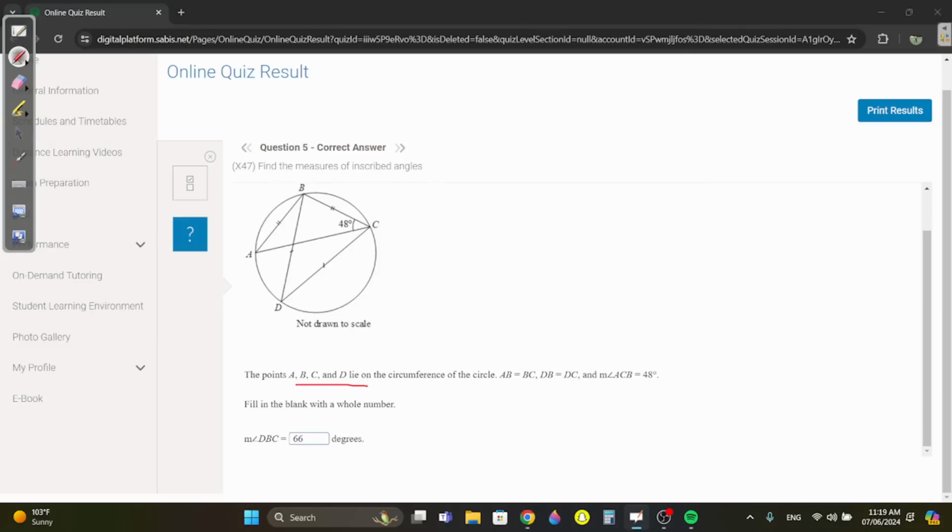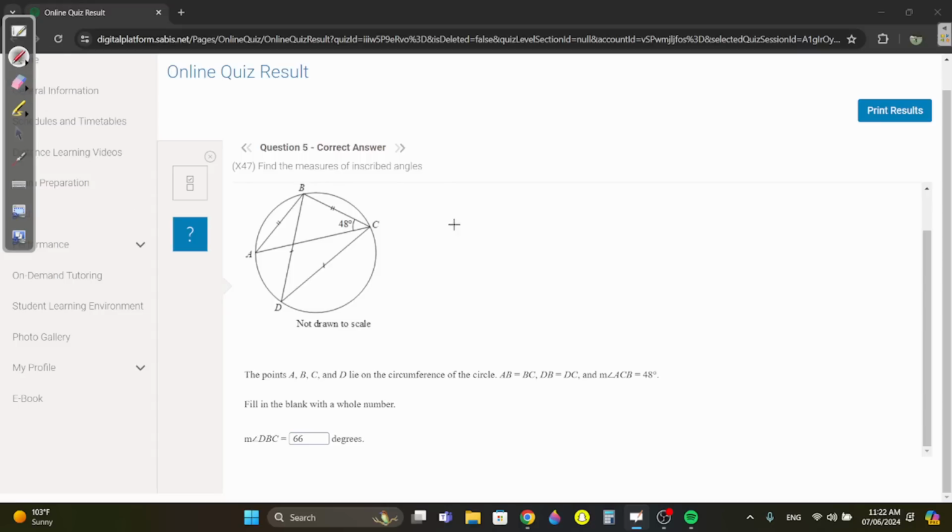The points A, B, C, and D lie on the circumference of the circle. Again, pay attention. They're saying they're lying on the circumference of the circle, and for a reason. They're saying AB equals BC, so this is equal to this, so this is isosceles, obviously. DB equals DC, this one here equal to DC, so this is also isosceles. They're saying angle ACB is 48. They want you to find angle DBC, which will be this one over here.